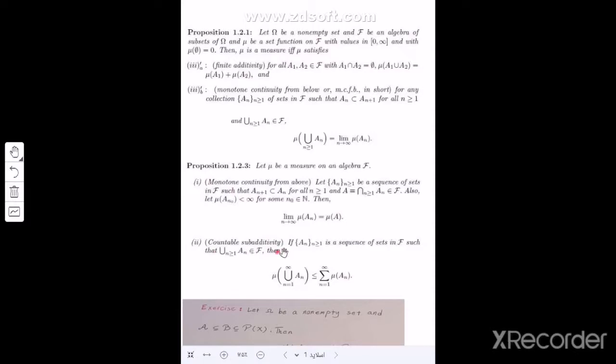What is countable subadditivity? In the previous slide, we had finite subadditivity. This property is countable subadditivity. An is a sequence of sets in F, not necessarily disjoint. With this property, if F is a sigma algebra, you can remove this condition. Then we have this inequality: mu of the union of An must be less than or equal to the summation of mu of An.